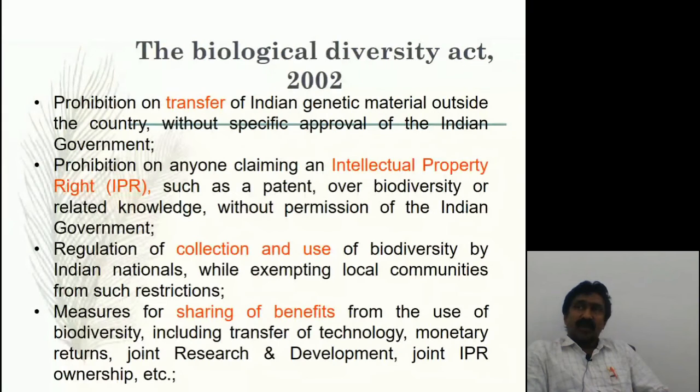Then there is a prohibition on anyone claiming intellectual property or IPR, such as a patent, over biodiversity or related knowledge without the permission of the Indian government. So this act also prohibits anyone from claiming a protection like IPR or a patent over the biodiversity which is available in India. Any existing biological diversity or genetic material cannot be claimed by anyone else without the permission of the Indian government.